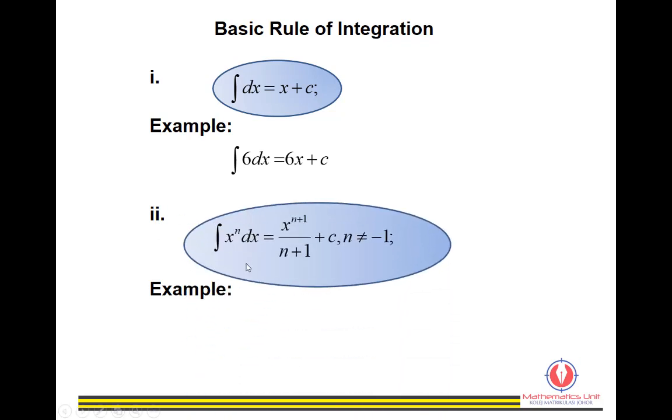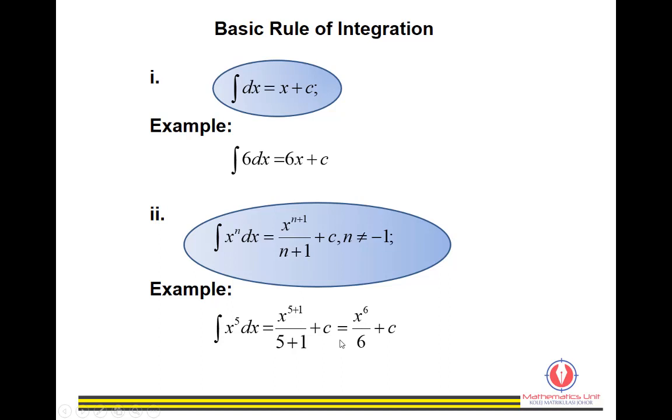Rule number 2, the power rule of integration, where we have the integral of x to the power of n dx equals x to the power of n plus 1 over n plus 1 plus c, where n does not equal negative 1. For example, when we have x to the power of 5 and integrate with respect to x, we get x to the power of 5 plus 1 over 5 plus 1 plus c. So it equals x to the power of 6 over 6 plus c.